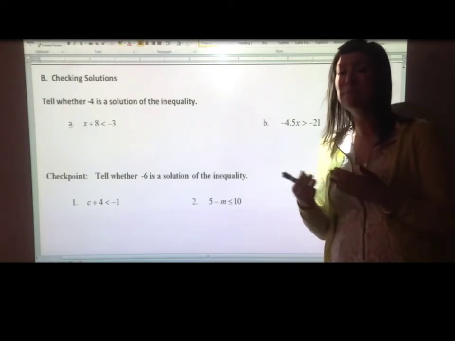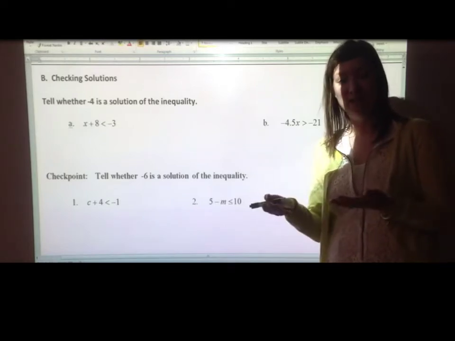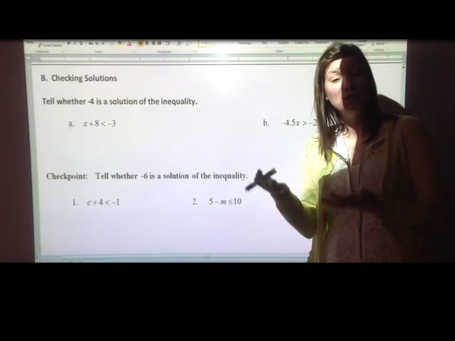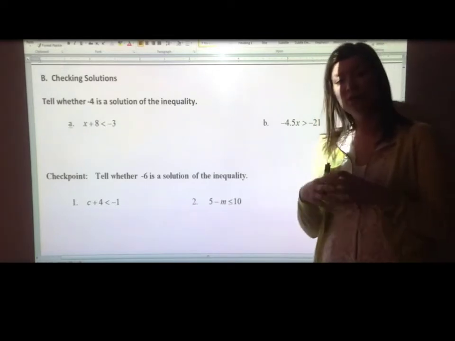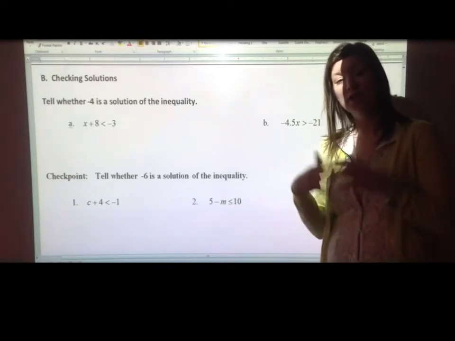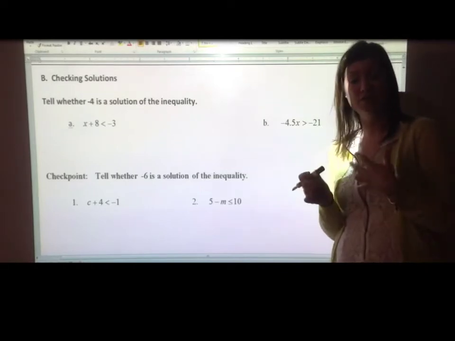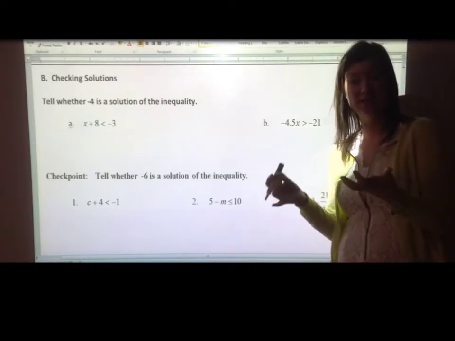Now we're not saying balanced anymore because it's not balanced. One side is heavier than the other, or one side is less than the other because we're comparing. So we just want to make sure that it makes the inequality true. So we're going to plug -4 in for our variable term, and we're going to simplify to see if it stays in that correct comparison.